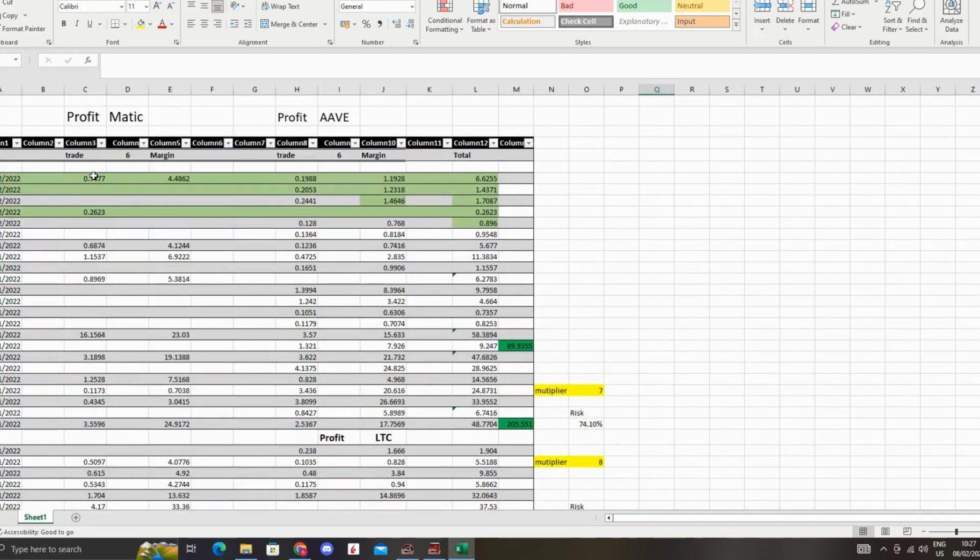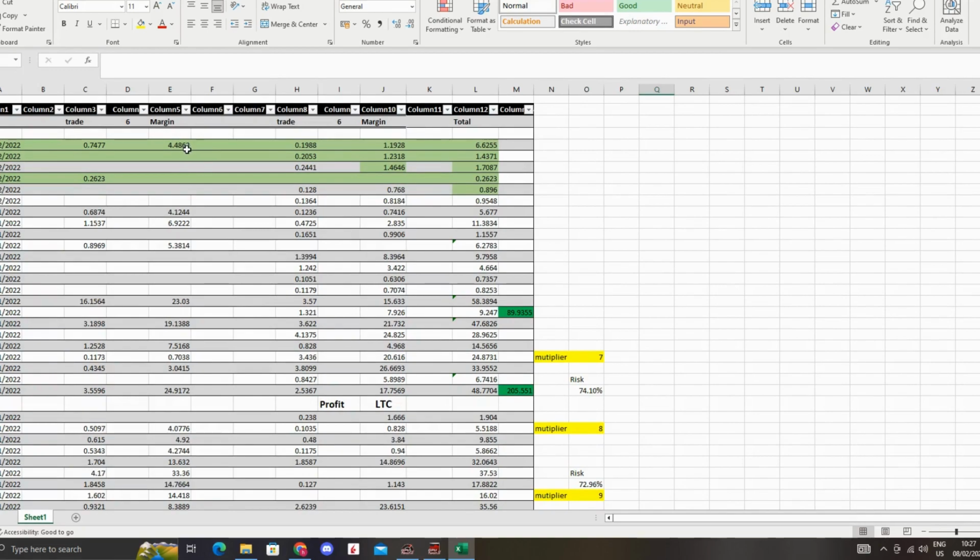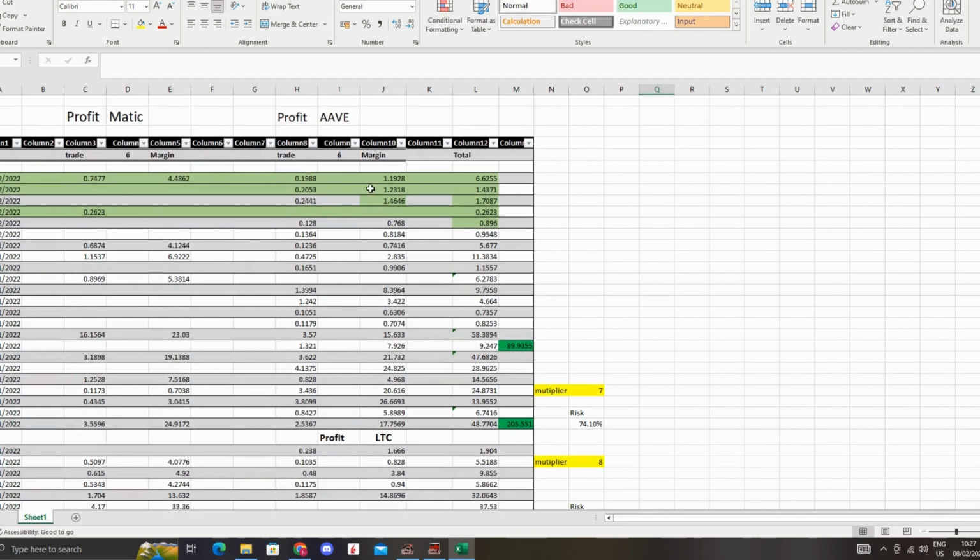So this is the trade account on this side, and this is the margin account. As you can see, everything here, well, I started actually with a 7 multiplier, and it made so much money so quick, I was able to now multiply by 8 and then multiply it by 9. So you can see here I only made 0.747 cents, but in the margin account I made $4.